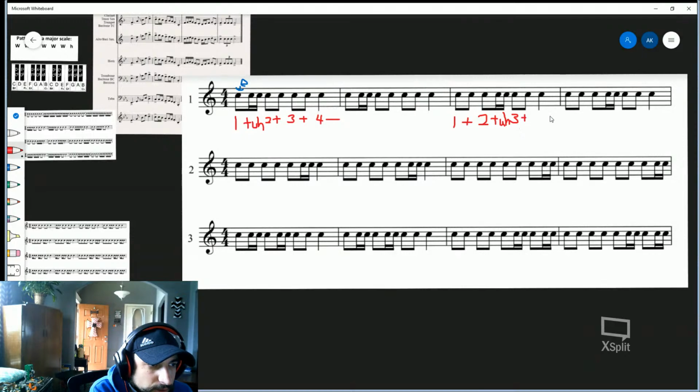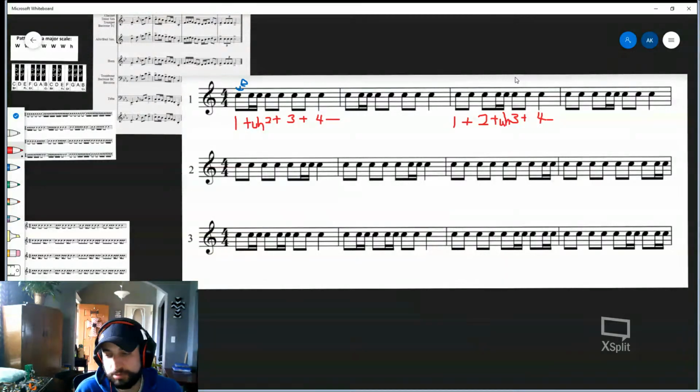Okay, so you did 1 and 2 and a 3 and 4. That little 16th note, 8th note thing happens on beat 2 in this measure. We still hold out to the beat, the number, and then we continue on with the and after it.